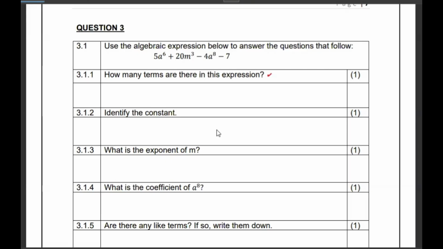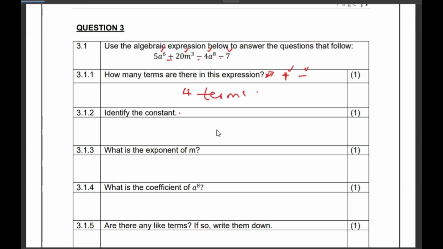So terms can be differentiated using the plus or the minus sign. These are the two signs that separate terms. So here we go, there we go, there we go. Meaning that we have 1, 2, 3, and 4. So those are 4 terms.